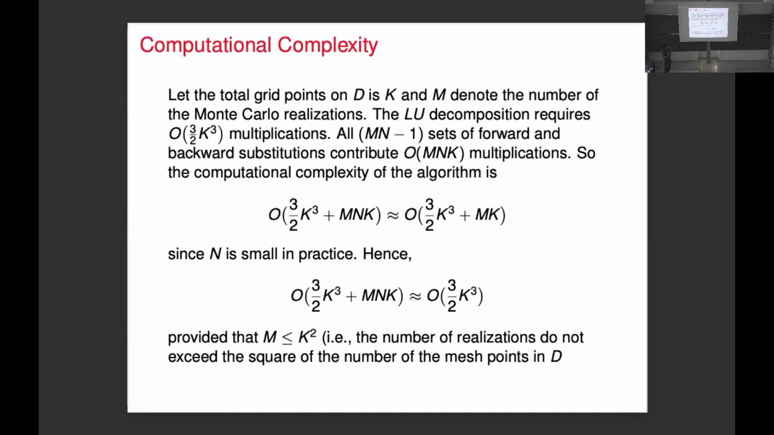And here, I already told you the number of modes n is usually small, so let's ignore n. You will see that n is very small, in practice 3 or 4. So that gets rid of n, and then you have MK. Remember, M is the number of samples. It says if your number of samples is less than the square of the total grid points, that is a huge number. Of course, in practice, we never reach that high. So even in that worst case scenario, your total computational complexity is about solving a deterministic problem.